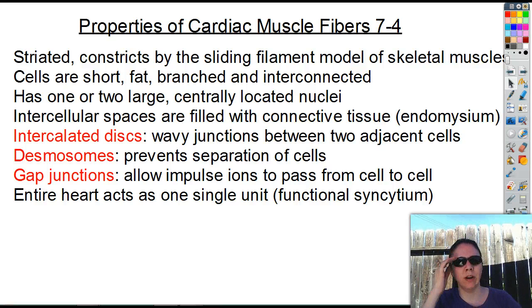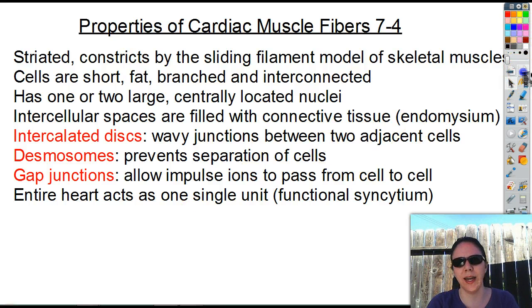So even though the heart is made up of a whole bunch of cells that can work independently of each other, they all work together as one unit. So this is called functional syncytium. Now if you remember, that word syncytium means to work together. And so functional syncytium is just the word used to describe the fact that the heart muscle works as one muscle as opposed to several teeny tiny individual ones.